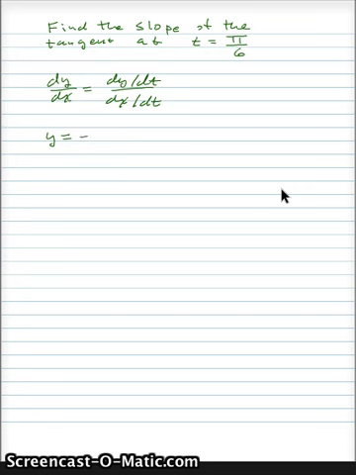What were we given? Starting with the y part, y was negative 3 plus 4 sine t. So what is dy/dt? That would just be 4 cosine t. The x portion of that parametric pair was x equals 2 plus 4 cosine t. So what is the dx/dt part going to be? dx/dt will be negative 4 sine t.